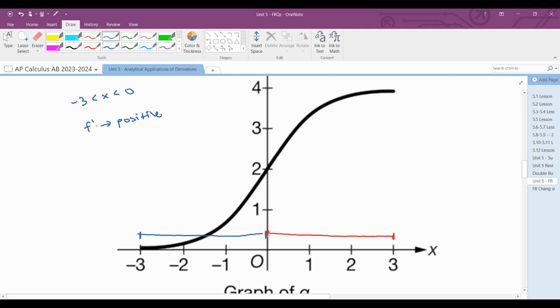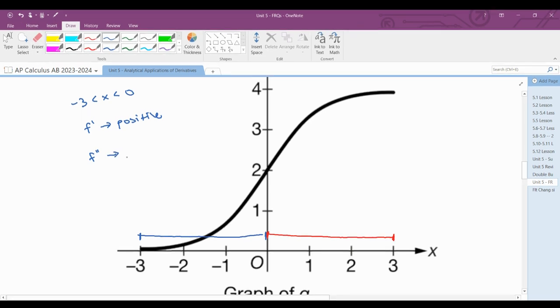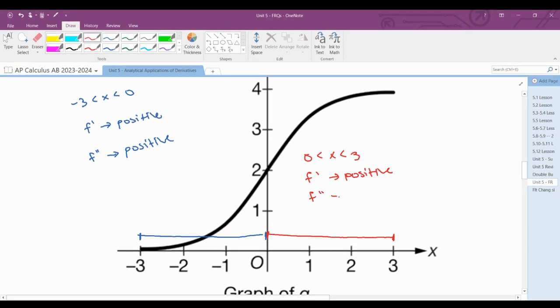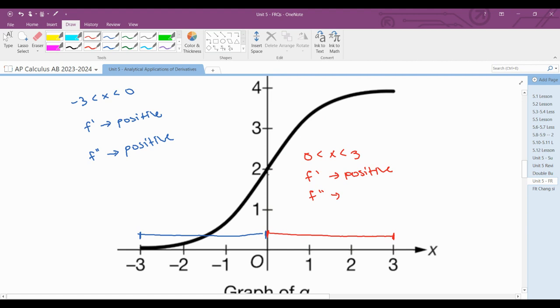Now our second derivative, well, here it's concave up. It's very slight, but it's like a very slow ramp. So this is going to be concave up. So this is going to be positive as well. Now, if we do the interval from 0 to +3, well, f prime, it's still increasing. It does slow down over here, but it's still going up. So it's still positive here for our first derivative. But if we look at our function now, well, it's concave down very slightly. So this one is actually going to be negative.